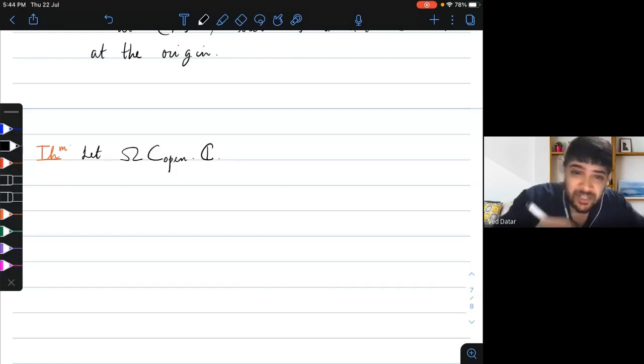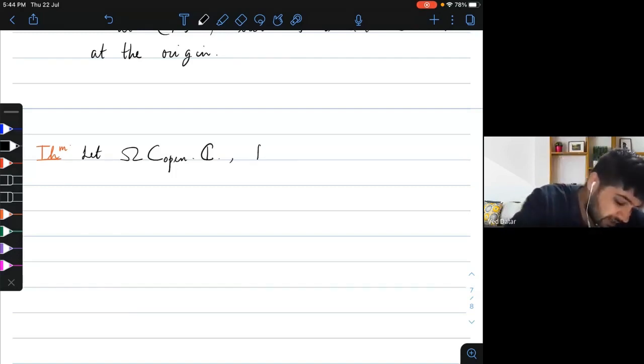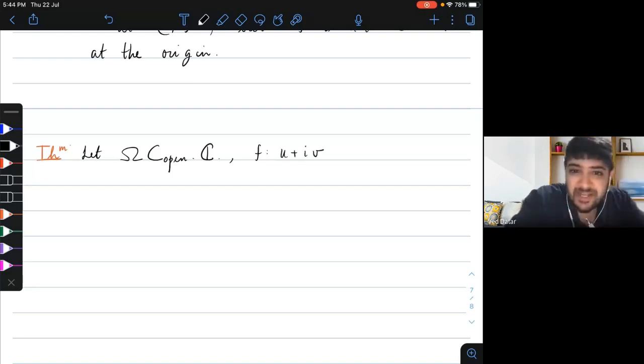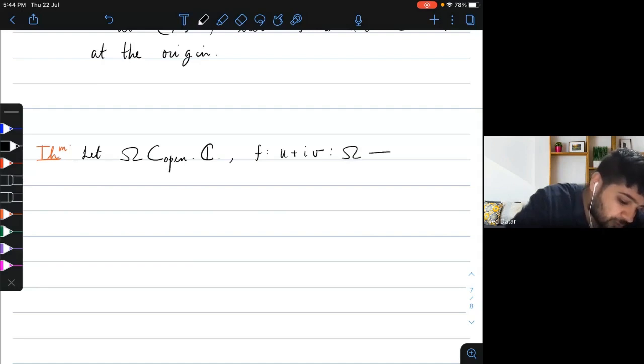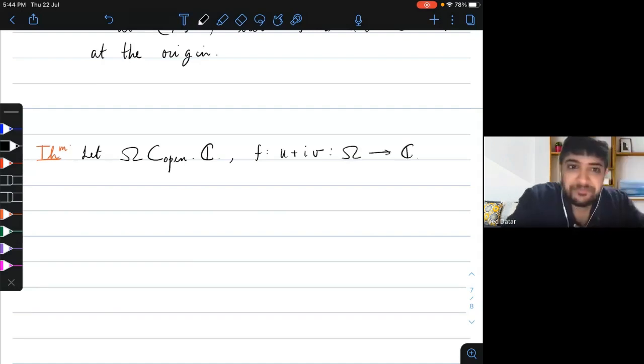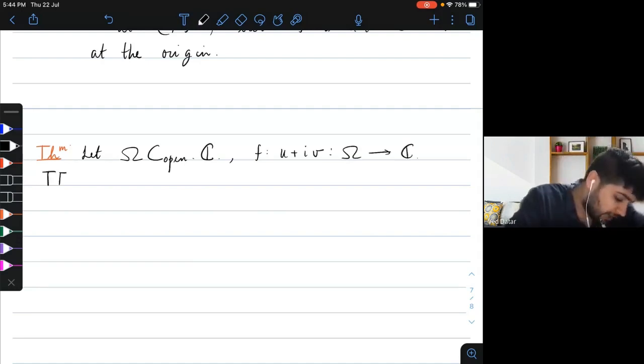Okay, so let me write down the main theorem. Let's say I have an open subset omega of C, and let's say I have a function which I denote by u plus iv. So this is a function from omega to C. Then the following are equivalent.